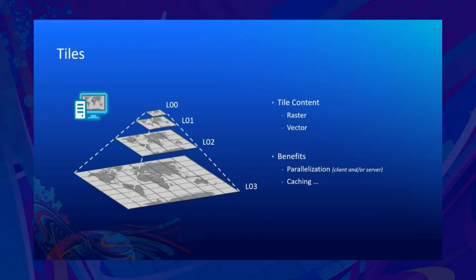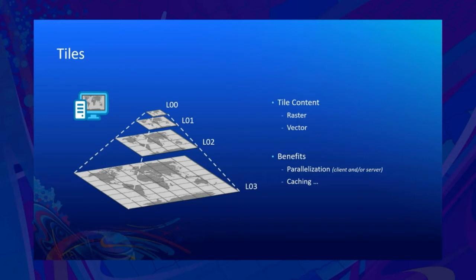It's possible to tile both raster and vector data. Traditionally, this was very heavily used for base maps, especially raster base maps. But more recently, it's something that we also see for vector data, and that's something I'll talk about here in a bit. The benefits of tiles is that both the client and the server can parallelize requests for data, right?